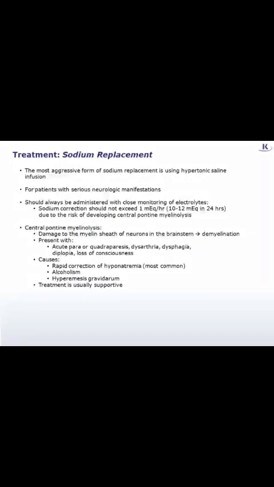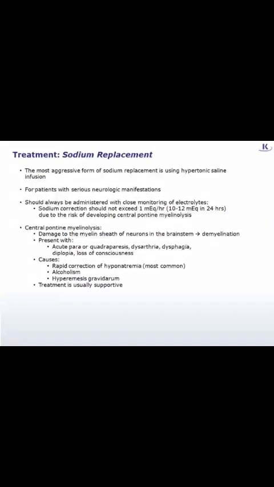It is a condition where there is damage to the myelin sheath of neurons in the brainstem, which leads to demyelination of these neurons. Patients usually present with acute para or quadriparesis, dysarthria, dysphagia, diplopia, and loss of consciousness.